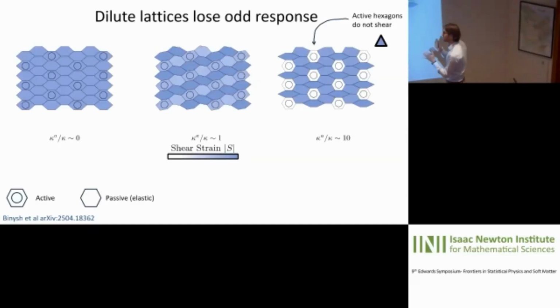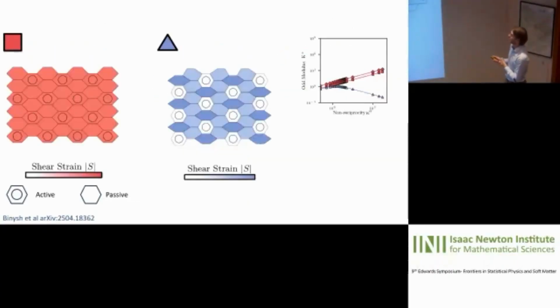All right, so that's particularly interesting. But also, one of the things that's interesting is, does this always happen? Is this somehow structurally dependent? And the answer is yes. So you can take a slightly different lattice, one that has slightly more active hexagons as a fraction of the system, and have a completely different macroscopic response as a result.